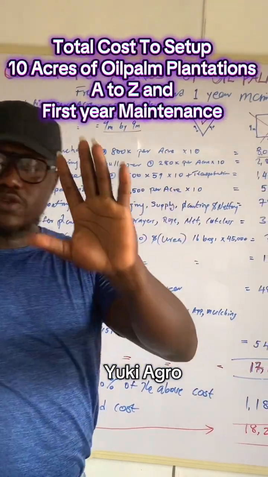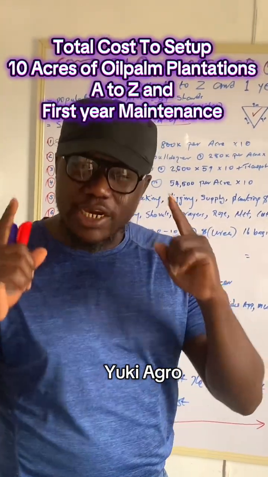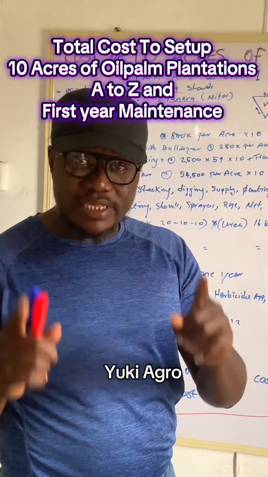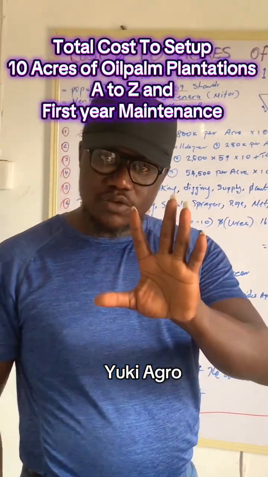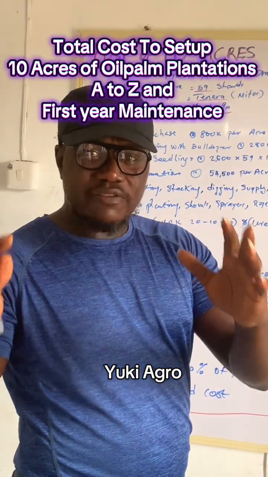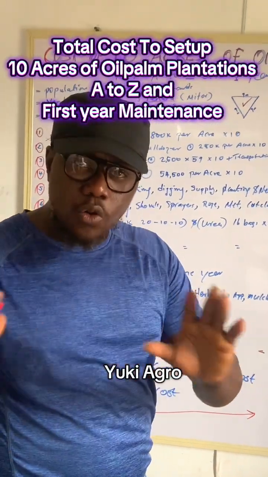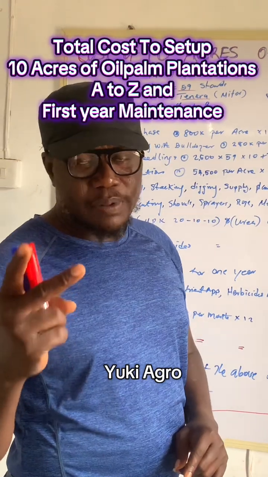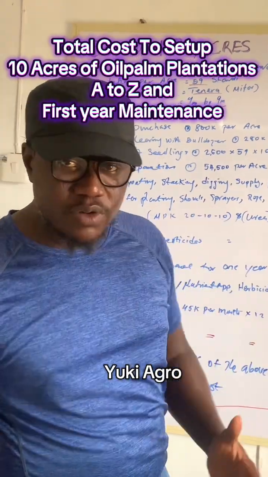This is A to Z of total cost to set up 10 acres of palm oil plantation, including the maintenance from the beginning of the year to the end. That's 12 months, okay? Now, if you don't have land, everything is inside here. All the cost, all you need to know or have when you want to set up 10 acres of oil palm plantation, whichever way you are comfortable with it, all right?